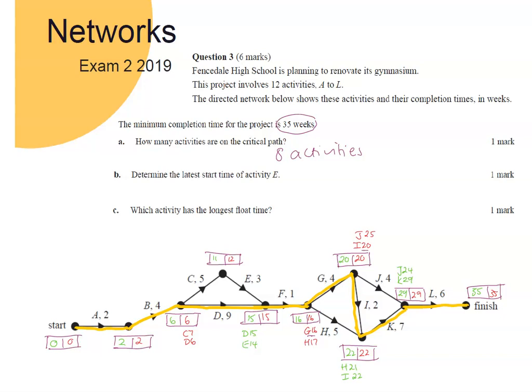Okay, part B, the latest start time of activity E. So E, where does it start from? And the latest start time, remember, is that right hand to the red number, so that is 12 weeks. And which activity has the longest float time? So looking at your non-critical activities, so C has a float time of 1, E also 1, H is 1, J is 5, so 25 minus 20, and so therefore we have J at 5 weeks.